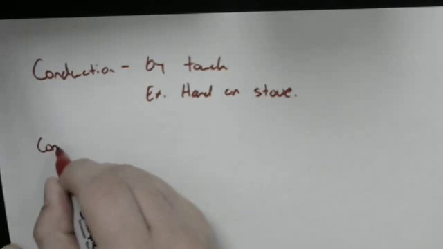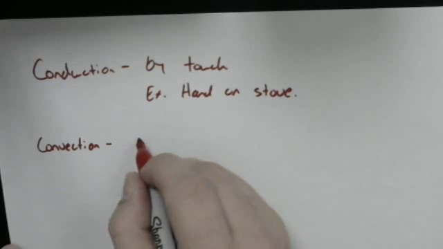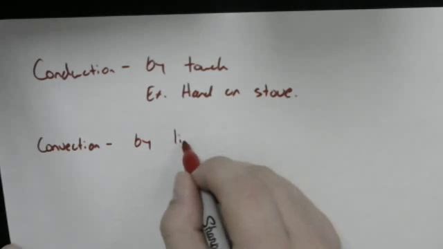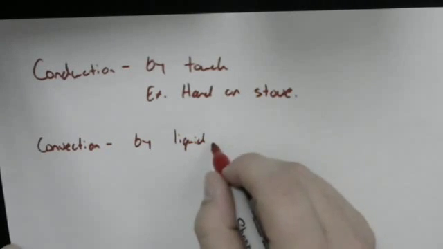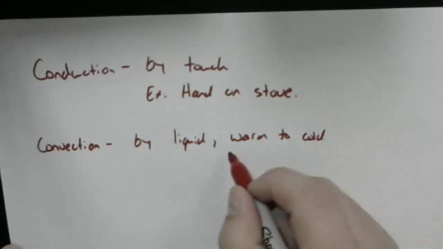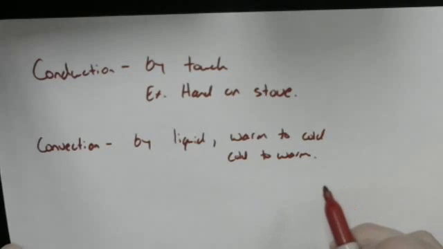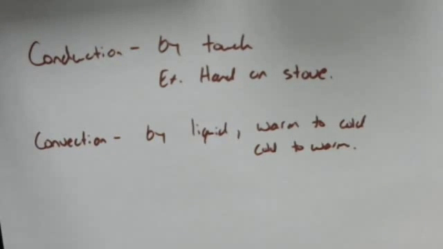Also, we have what's called convection. By liquid, mainly warm to cold and cold to warm. Not necessarily, it doesn't have to be exactly a liquid, it can be a vapor as well. But when we look at it, this would be like how in summertime the bottom of your floor in your room is going to be cooler than the top of your room. The heat rises and the cool air sinks, and that circulation we call convection.